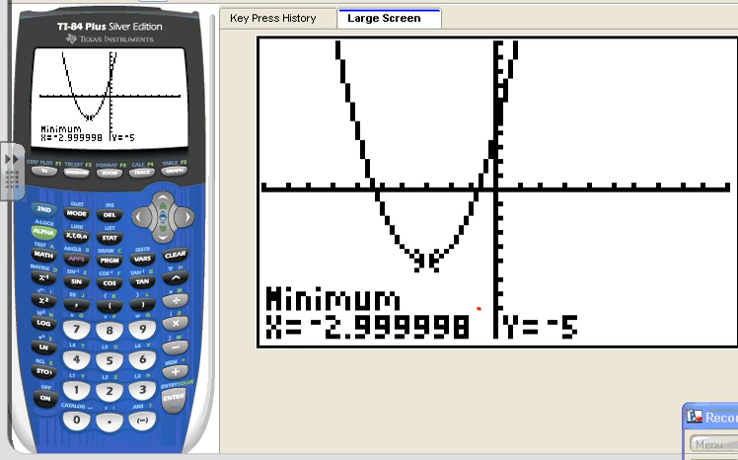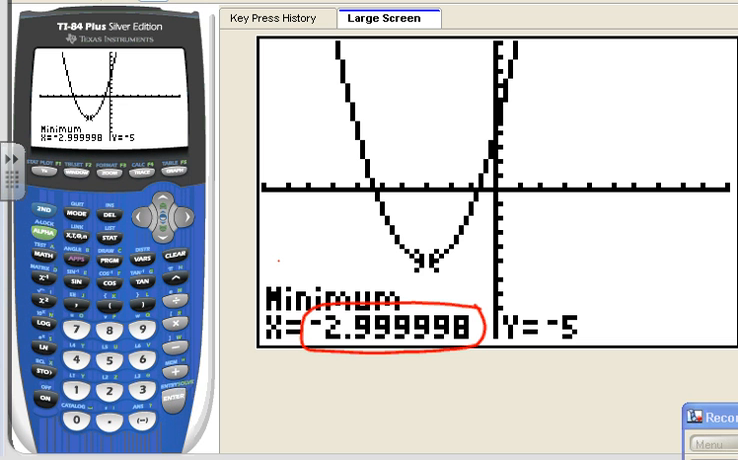Now notice that this x value isn't the negative 3 that we got. In fact, it actually is. When the graphing calculator determines the minimum, it does it by guessing and checking. And so you'll find often that it's not going to give you an exact value like you get with your paper and pencil.